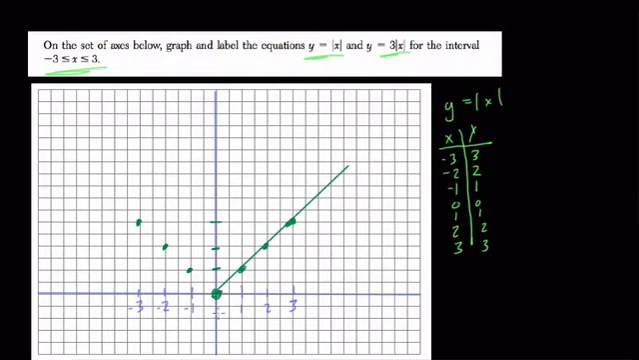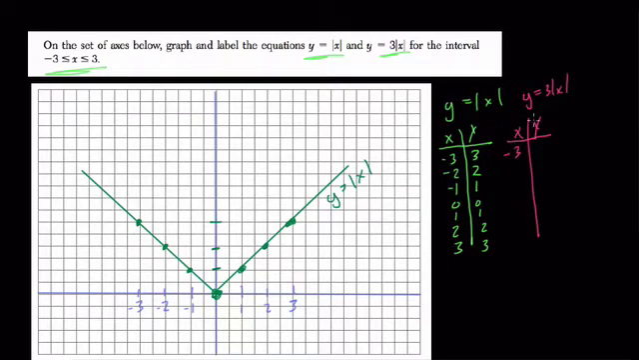So we get this V shape right here, and get used to that with absolute value. Whenever we have absolute value functions, we get some variation of this V shape. And our other equation is going to be very similar, except it's y equals 3 times the absolute value of x. So here, when we plug in our x values, you can almost imagine what's going to happen.